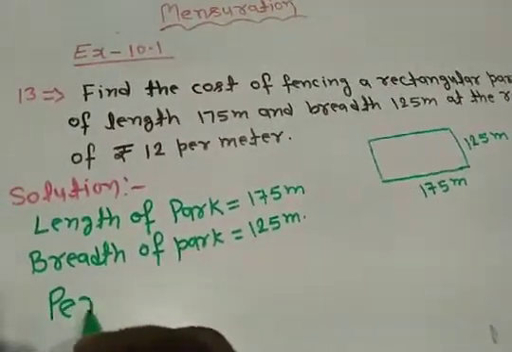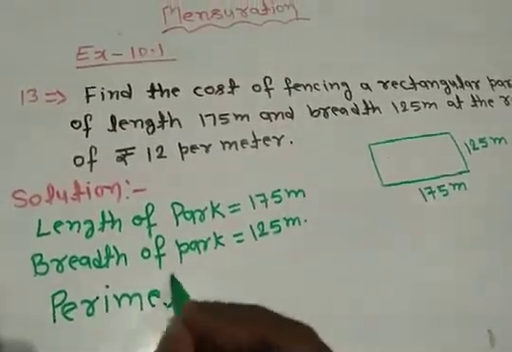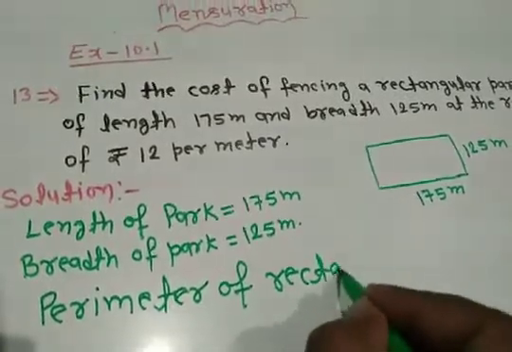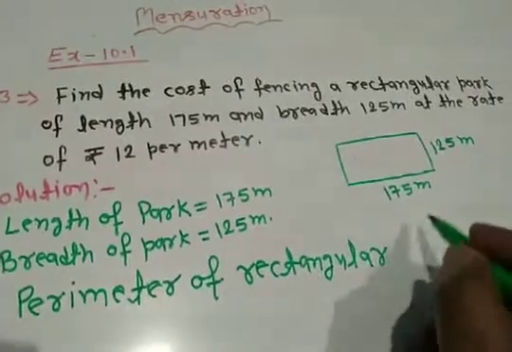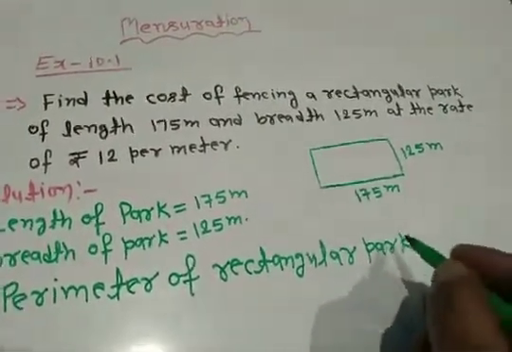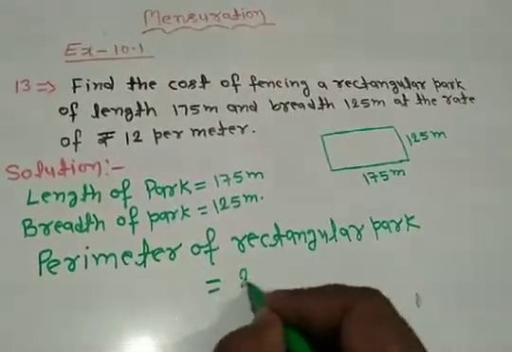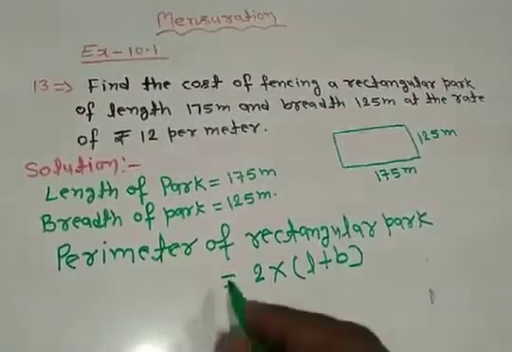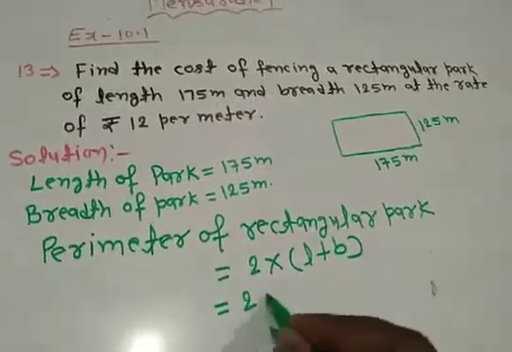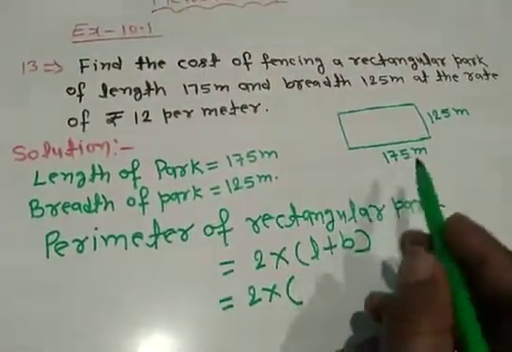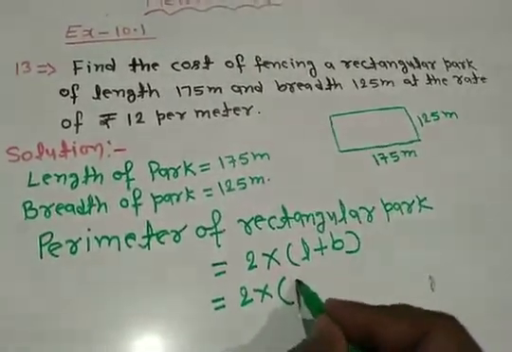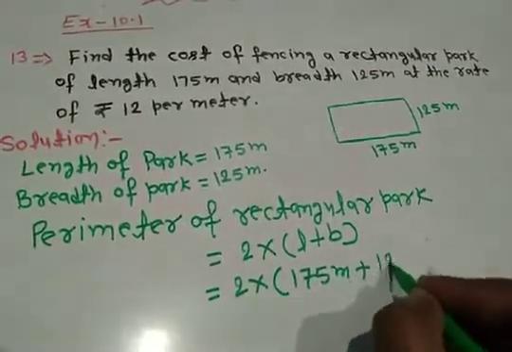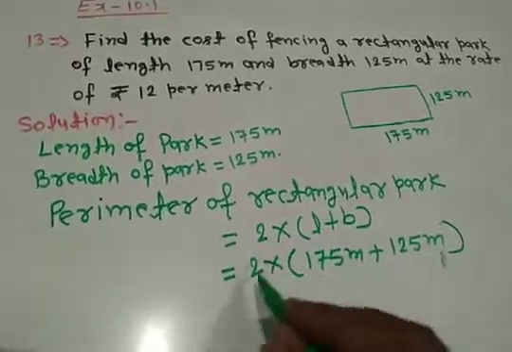So we write here, perimeter of rectangular park is equal to 2 into length plus breadth. Here you can see the length is given. 2 into, what is the length? 175 meter plus the breadth given, 125 meter. Clear?